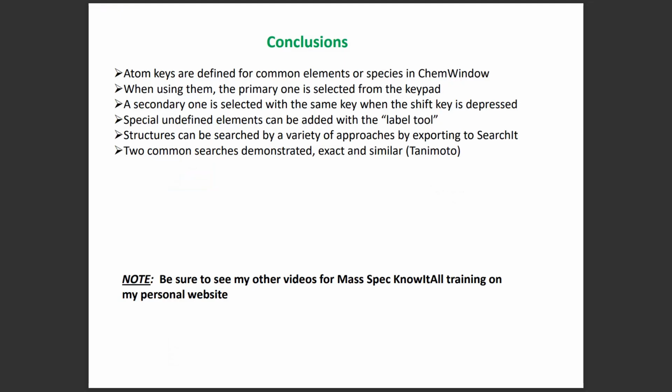In conclusion, atom keys are defined for common elements or species in ChemWindow. When using them, the primary one is selected from the keypad, and a secondary one is selected with the same key when the Shift key is depressed. Special undefined elements can be added with the Label tool, and structures can be searched by a variety of approaches by exporting to Search It, and two common searches were demonstrated, exact and similar, which another name is the Tanimoto.